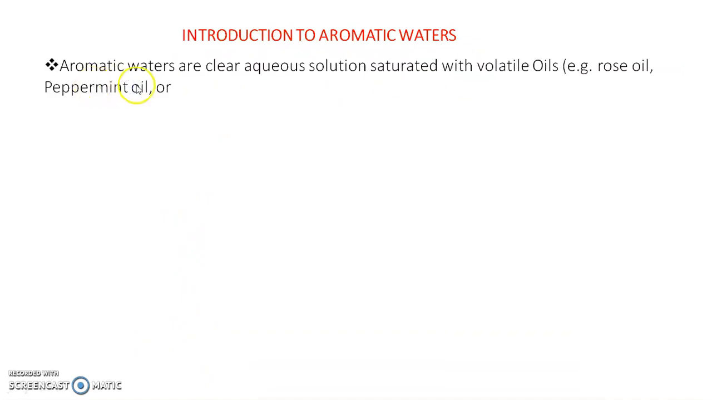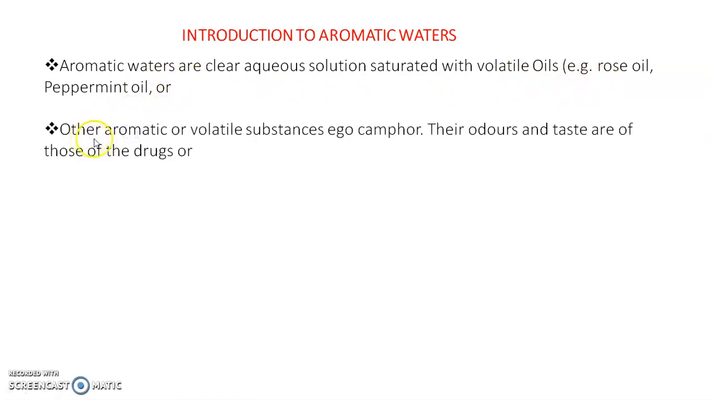First of all, we see the theory regarding the aromatic waters. Aromatic waters are the clear aqueous solutions saturated with the volatile oils, that is rose oil, peppermint oil, or other aromatic or volatile substances. Example of it is camphor. Their odor and taste are those of the drugs or volatile substance from which they are prepared. These are known as the aromatic waters.